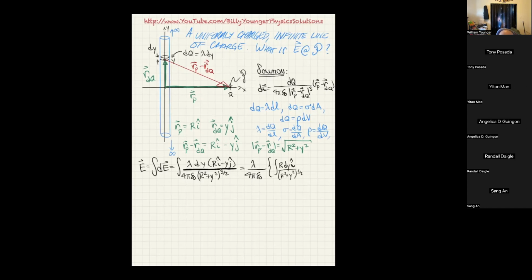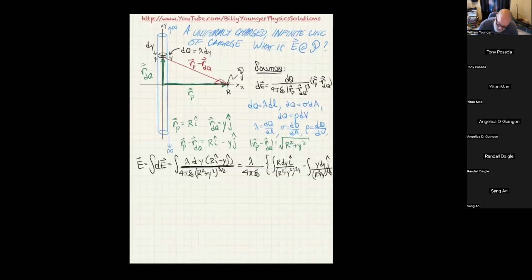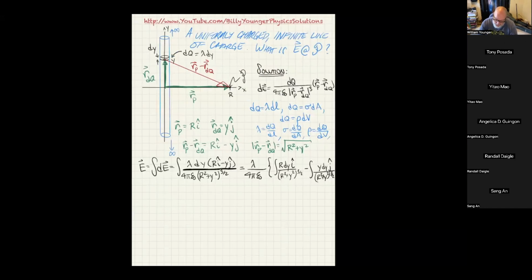And then I have a minus integral of y dy j hat over r squared plus y squared to the 3/2. Now I can't really fit the closed bracket in there, but y'all know that there should be a closed bracket. So hopefully that works out. And I don't like this, so I'm going to fix this too. I really shouldn't be so pedantic and obsessive about this, but here we are. Okay, so that's really the two integrals I have to do. Let's take those one at a time.